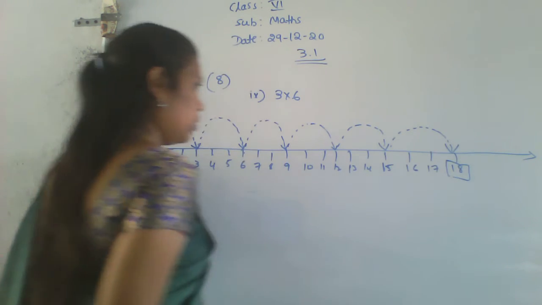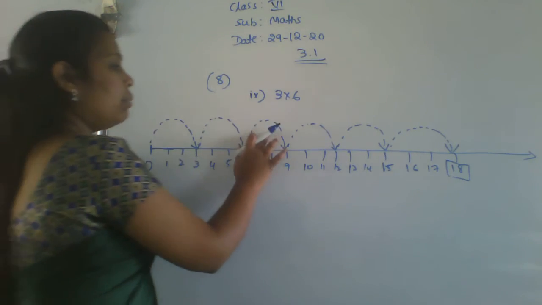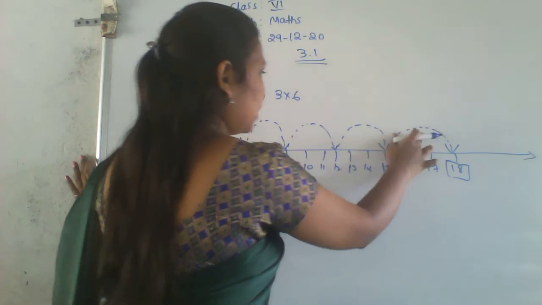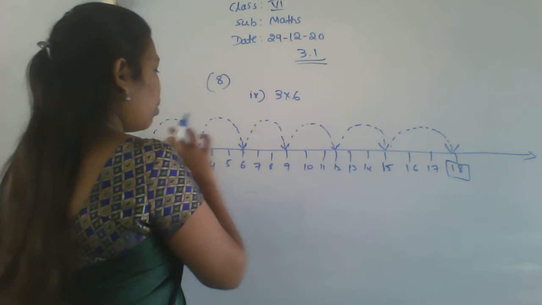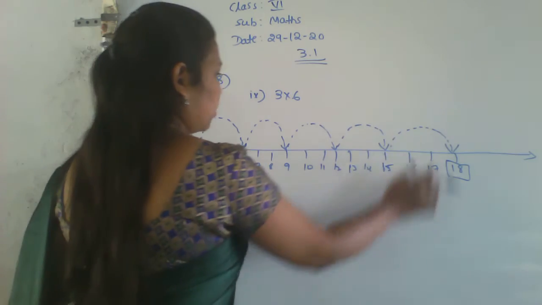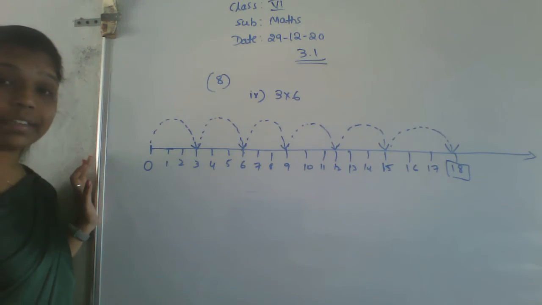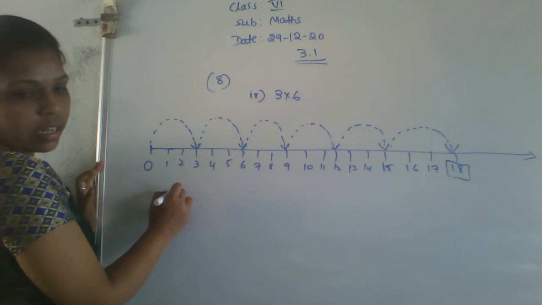Okay, 18 is the answer. One time, two times, three times, four times, fifth time, six times. Right? 3, 3, 6 times. 1, 2, 3, 4, 5, 6. What is the answer? 18 is the answer. Another one I will do.